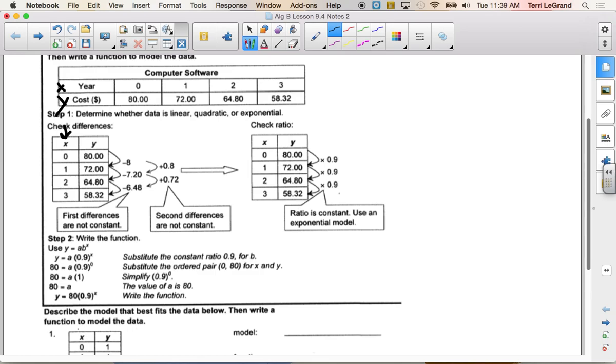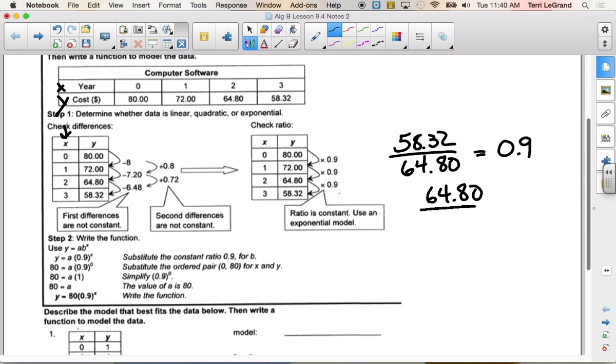So if you do this on your calculators for me, please. Will you see if $58.32 divided by $64.80 comes out to 0.9? Yes. Okay, we'll check out the other ones. Now do 64.80 divided by the previous one, $72, and see if it comes out to 0.9. That's how we find these, right?